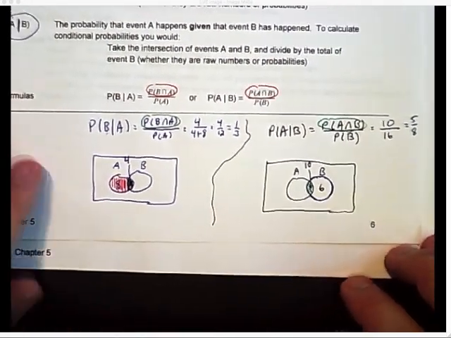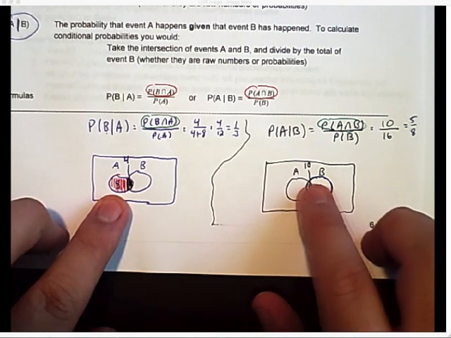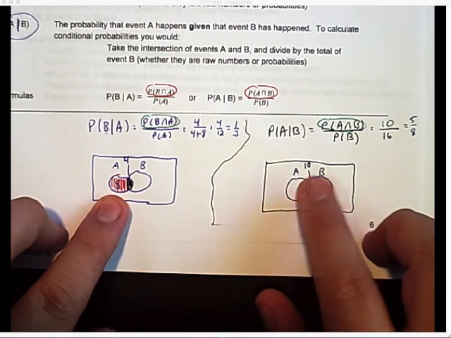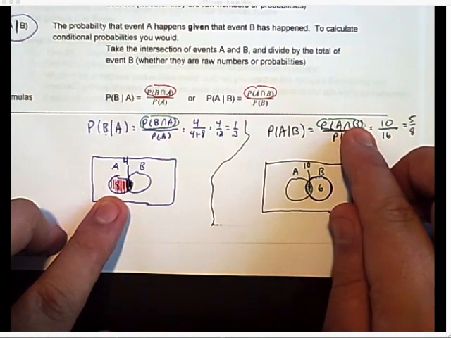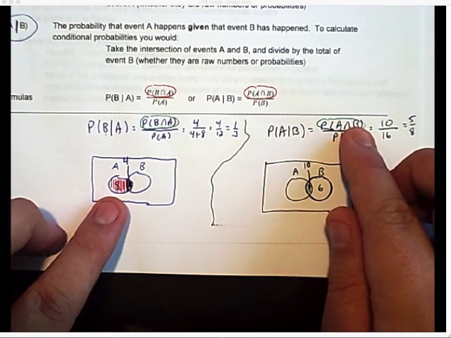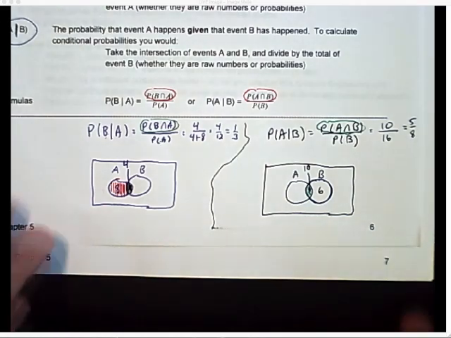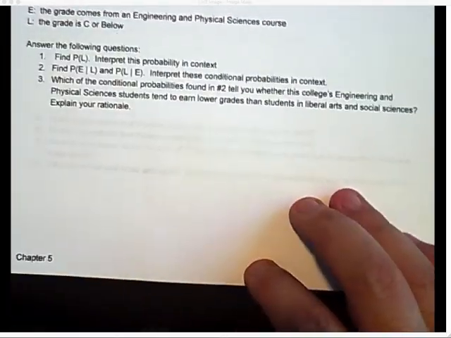Now what about if there's no overlap? Well, if there's no overlap of the circles, then this numerator becomes a 0 because there is no intersection. Let's go on to the next page.